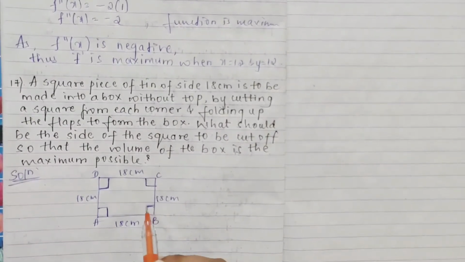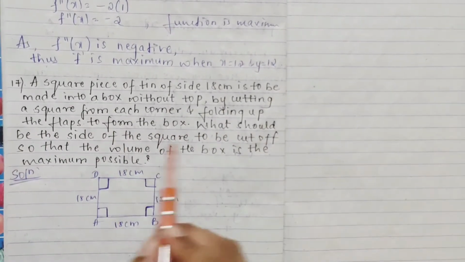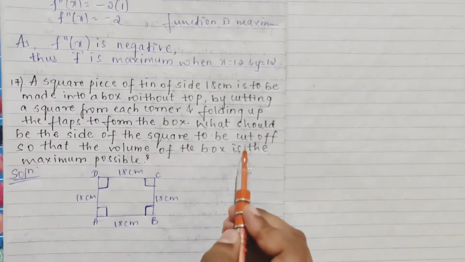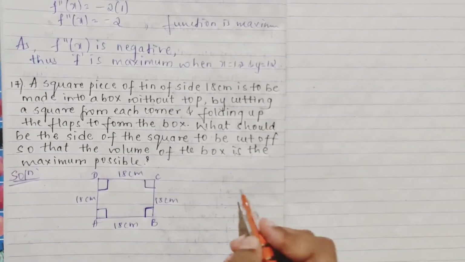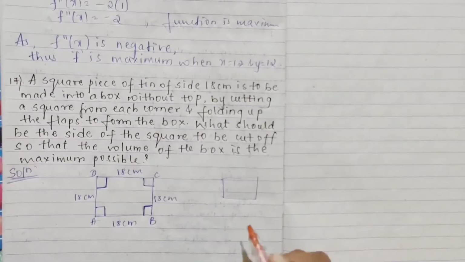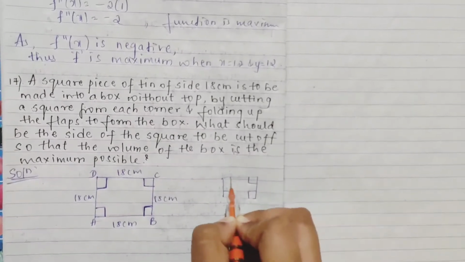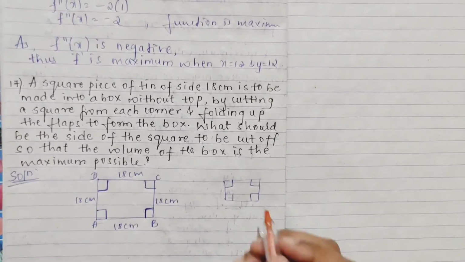Then fold up the flaps and form the box. What should be the side of the square to be cut off? Which means the square which we have cut off, that only they are asking us, right? See, we took a square, then cut the corners of that square sheet or square piece.